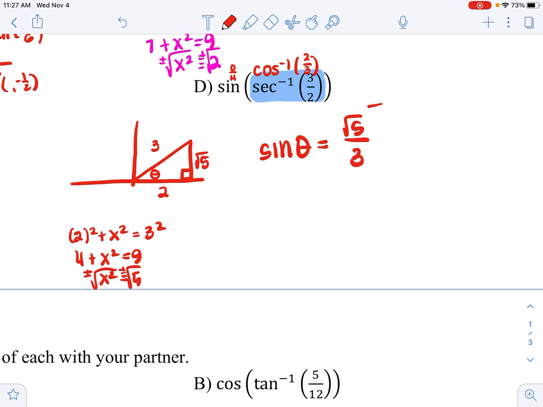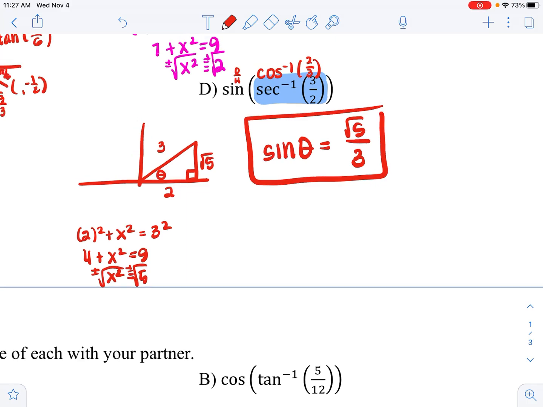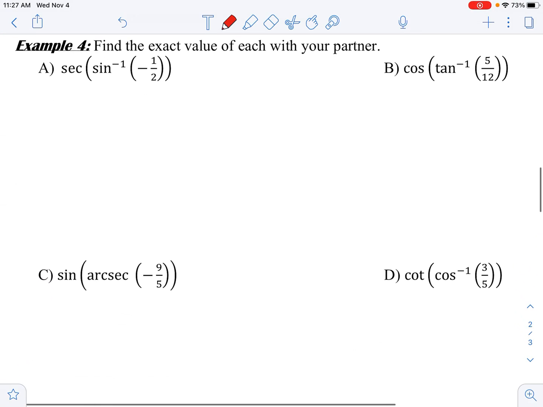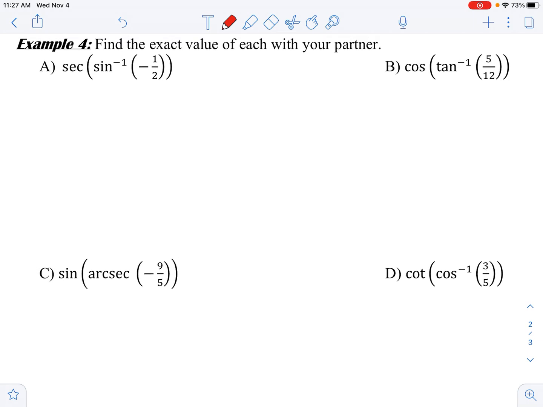All right, now I need to find the sine of that angle. So the sine of theta is equal to the opposite side, which is root 5, over the hypotenuse, which is 3. And that one's done. No need to rationalize because there's no radical in the denominator.